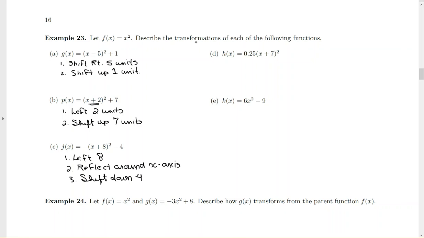So again, we're basing it off the parent function x squared. Inside the function, a +7. So the first thing we're going to do is go left 7 units.